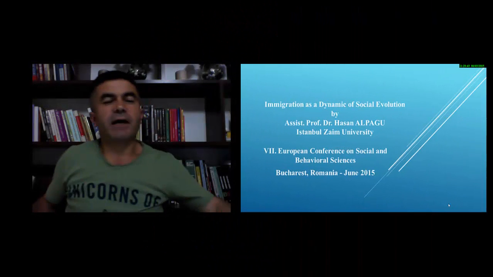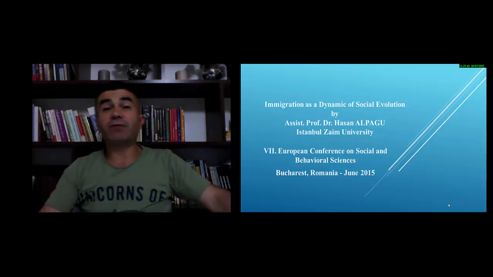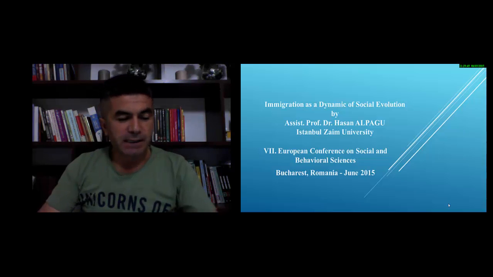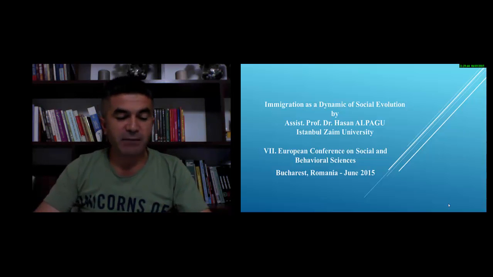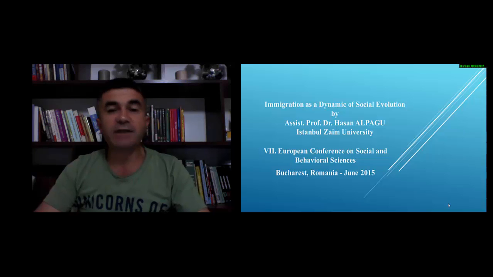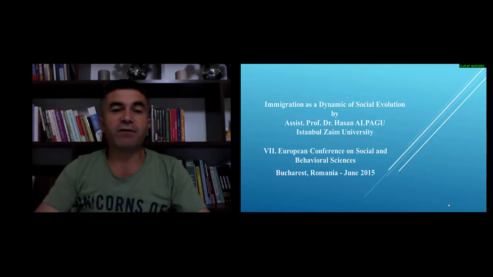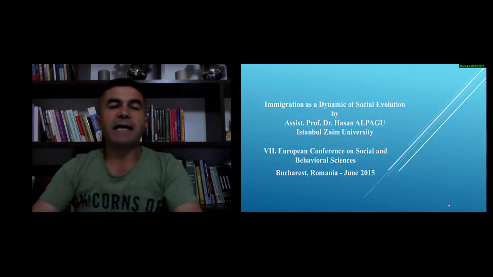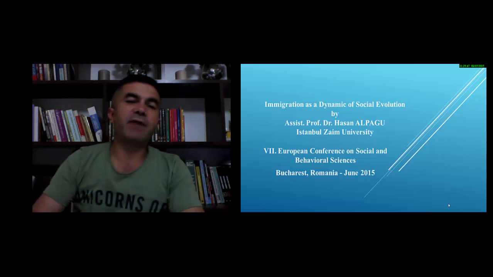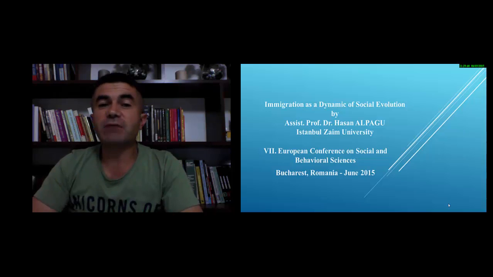The topic of my presentation is immigration as a dynamic of social evolution. There are two main types of migration. One is voluntary migration and another is forced migration. My focus in this study is on forced migration. Forced migration is a phenomenon in a globalizing world. Currently, immigration mostly takes place as a forced migration.